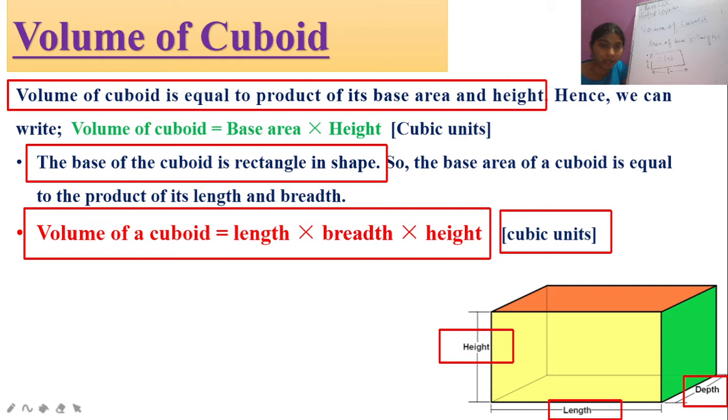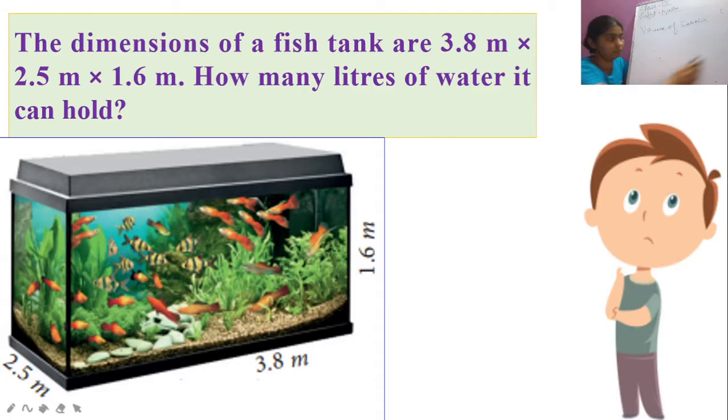Do you see the dimensions of the cuboid? Yes, we have a length. Let me write it down. We have a length, a breadth, and a height. Now students, how many liters of water are required? So we will calculate our volume. What is the volume? Volume of the cuboid, which acts as a fish tank, right? Now we will calculate length into breadth into height.